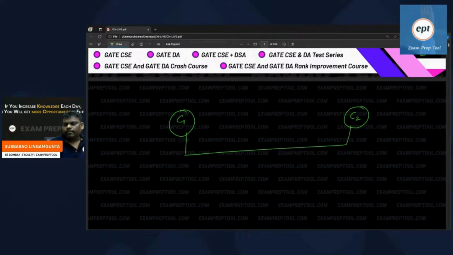In a similar way, in the internet, if two computers want to communicate, there is a requirement of an IP address. Suppose this is one computer and this is another computer. These two computers want to communicate through the internet. There is a requirement of one IP address here, and one more IP address here. Whatever is connected in the internet has one IP address.